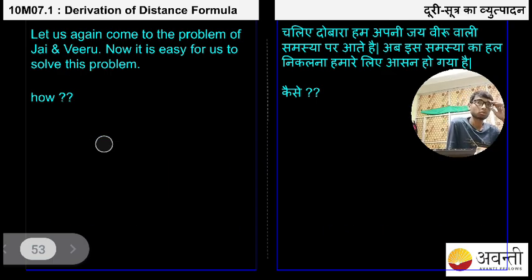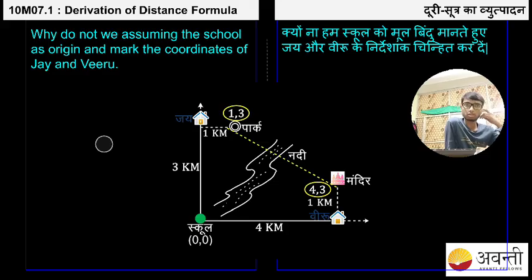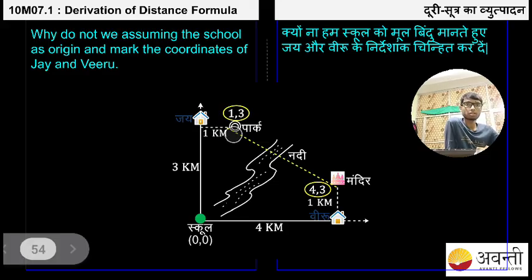Let us again come to the problem of Jaya and Viru. Now it is easy for us to solve this problem. It will form a right triangle. Just see here, we draw a perpendicular from this point and from this point. It will go like that and it will go like that. And here you can see it will form a right triangle, just as we did before.